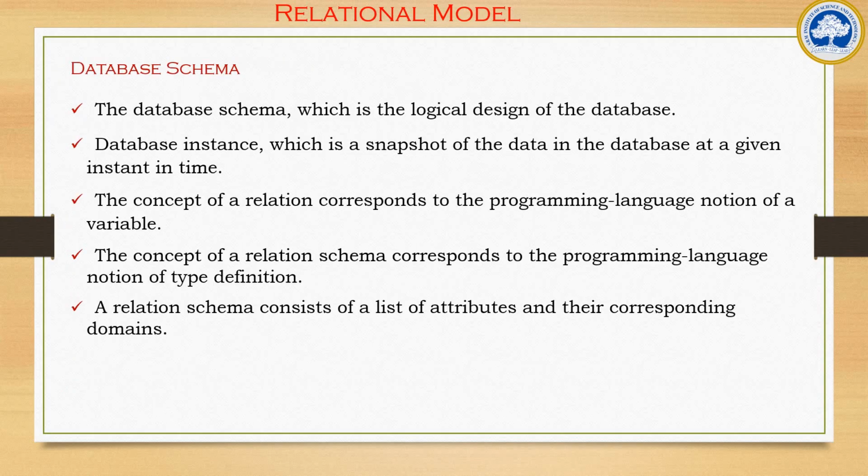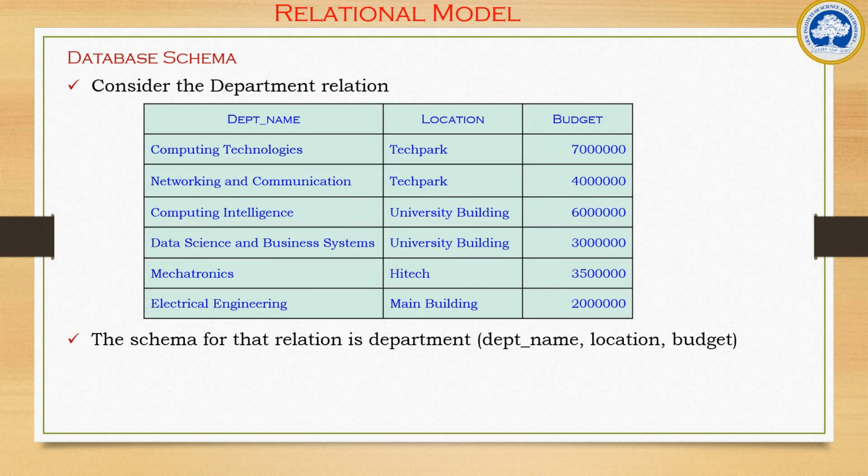The database schema is the logical design of the database. The concept of a relation corresponds to the programming language notion of a variable. The relation schema consists of a list of attributes and their corresponding domains. For example, department is a table. It contains the attributes department name, location, and budget. So this is the relation schema of the department.